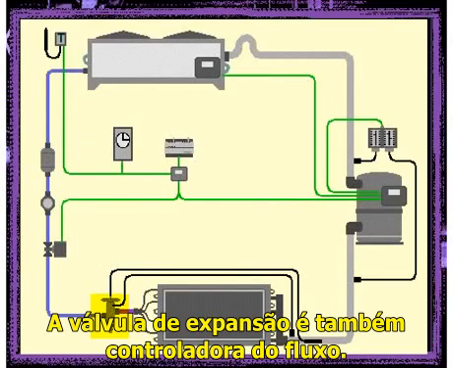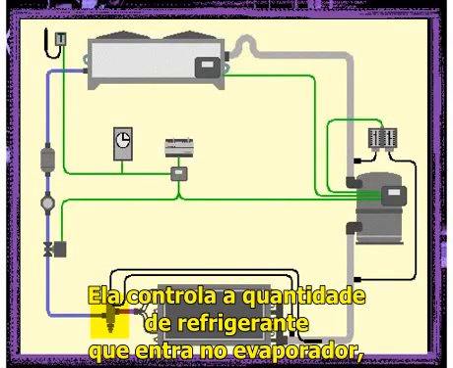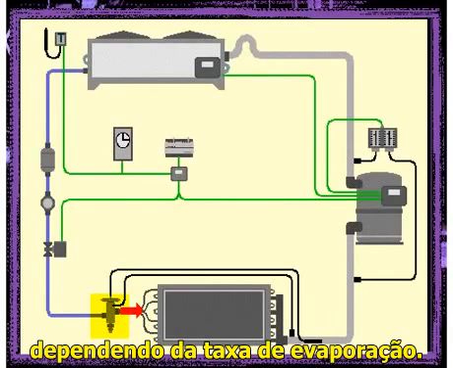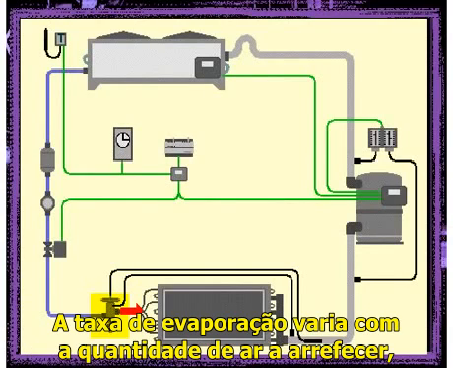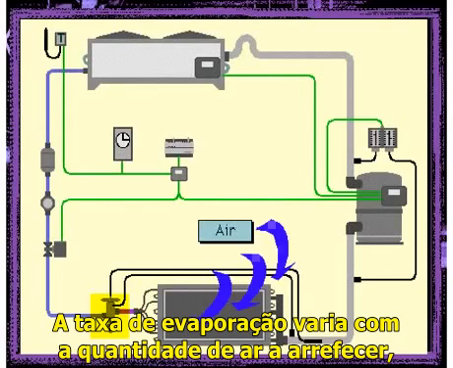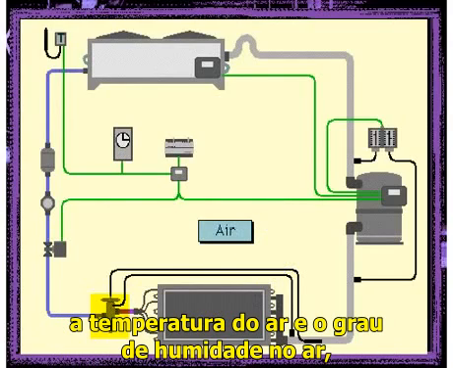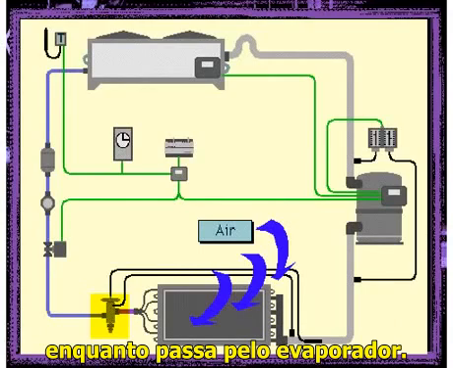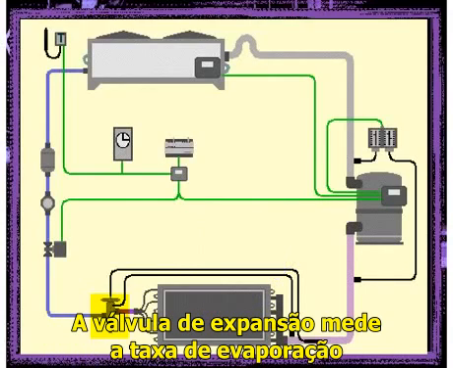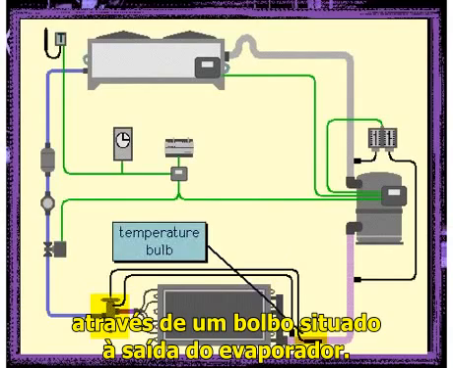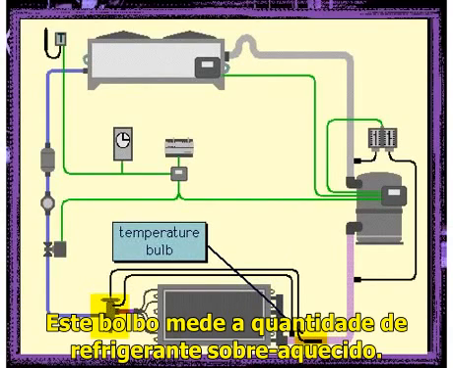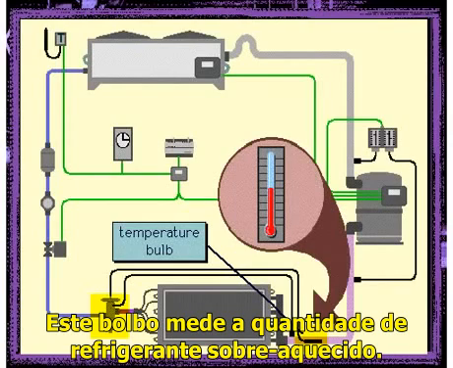The expansion valve is also a flow control valve. It controls the amount of refrigerant that enters the evaporator depending on the evaporation rate. The evaporation rate varies with the amount of air to be cooled, the air temperature, and the degree of humidity in this air as it passes through the evaporator. The expansion valve measures the evaporation rate by means of a bulb located at the evaporator outlet. This bulb measures the amount of superheat of the refrigerant.